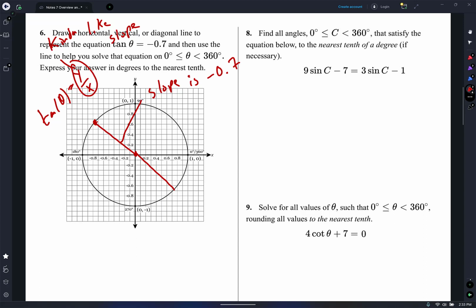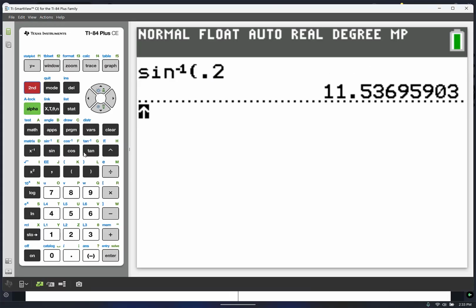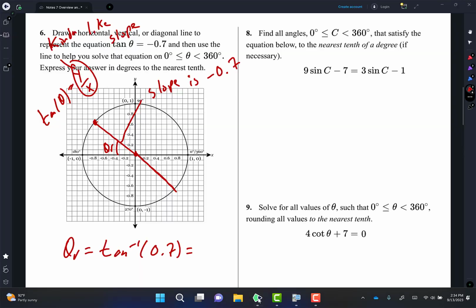And don't worry, I will show you an example just in case. All right, how do I figure this out? Well, I'm going to find my reference angle, theta r. I'm going to go theta r equals arctan of 0.7. Notice that I've made it positive. I take my calculator and I go second arctan of 0.7 and I push enter and I get 35 degrees.